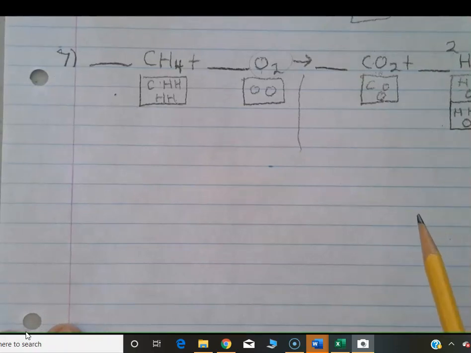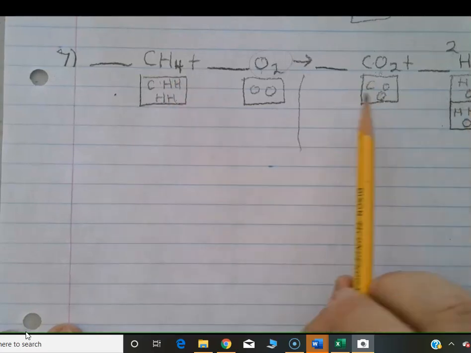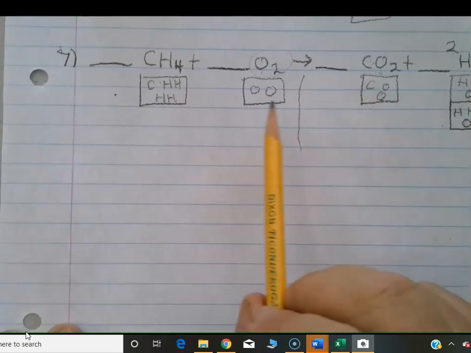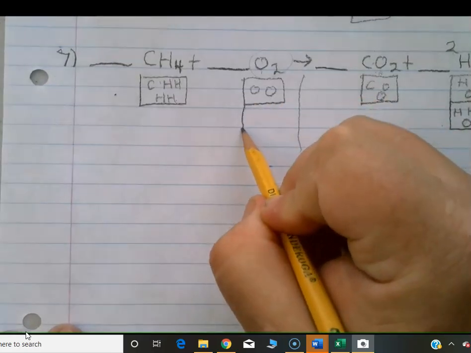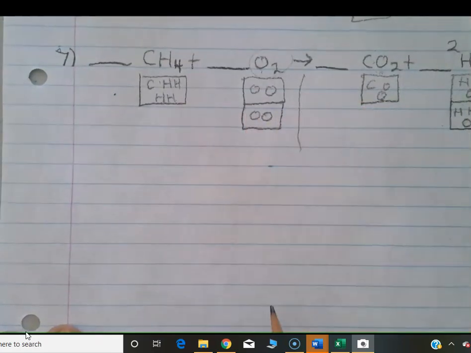Okay. So now oxygens, hydrogens, I have 1, 2, 3, 4, 1, 2, 3, 4, carbon, 1 and 1. Oxygen on this side is 1, 2, 3, 4. On this side there's 2. So that means I have to add to the side I have the least. Okay, so now everything is in balance.